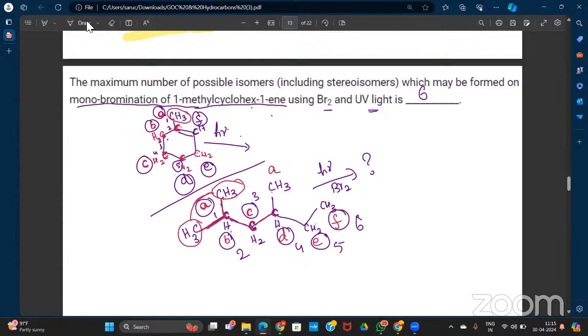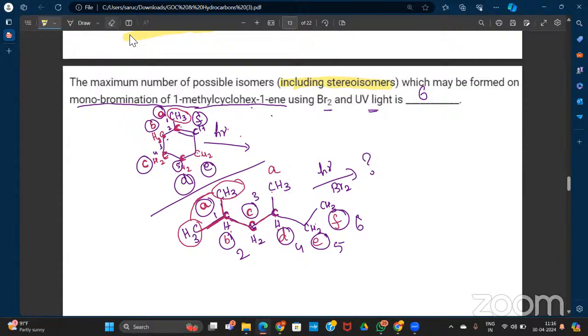Now, the question asked for including stereoisomers. So you have to include the stereoisomers. You got 6 isomers. For each isomer, if there is any stereoisomer, you have to write it. You have to add the stereoisomer also. Okay.